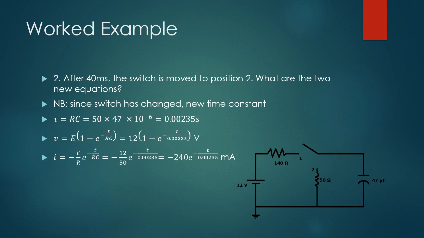And note that E is still 12 because 40 milliseconds is after 5 time constants for the original time, which means that the voltage across the capacitor went up to 12 volts, and now we'll discharge back into the network.